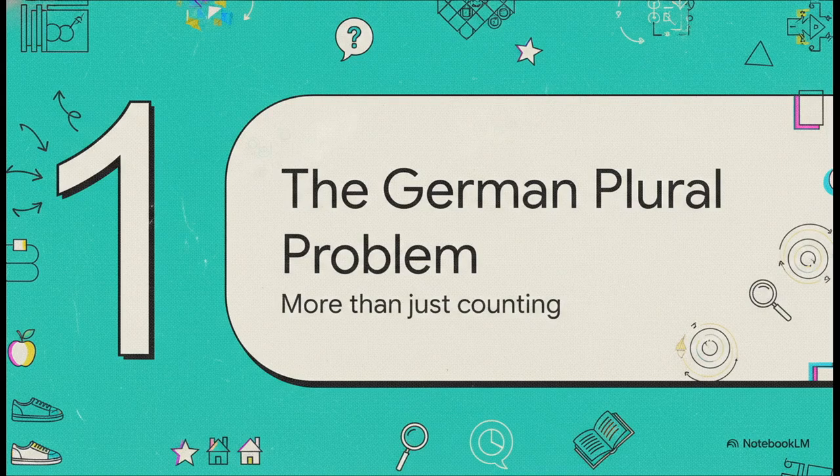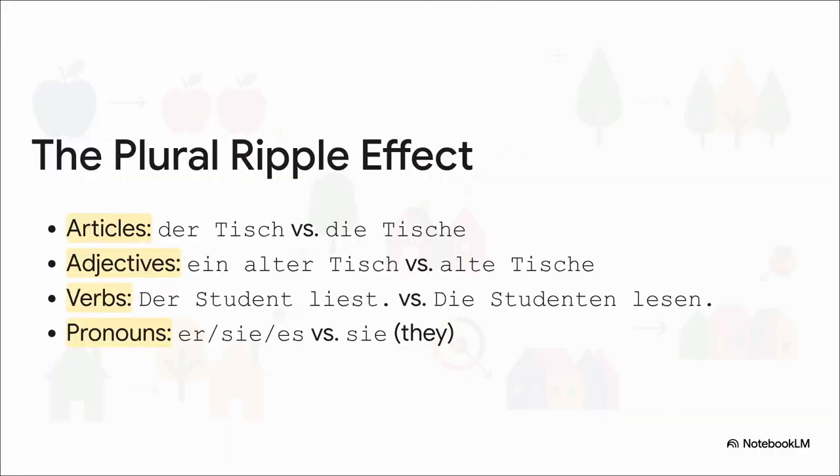Because, you see, in German, getting the plural right is about way more than just counting things. I like to call this the plural ripple effect. Just look at this. It's a chain reaction. When der Tisch becomes die Tische, the article changes from der to die. The adjective endings have to change. Even the verb has to change its form to agree with the plural subject. So, you see, mastering plurals isn't just about vocabulary. It's actually the key to building entire sentences correctly.